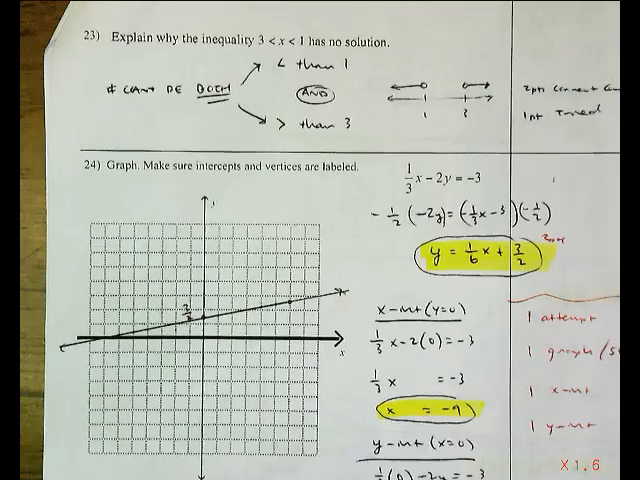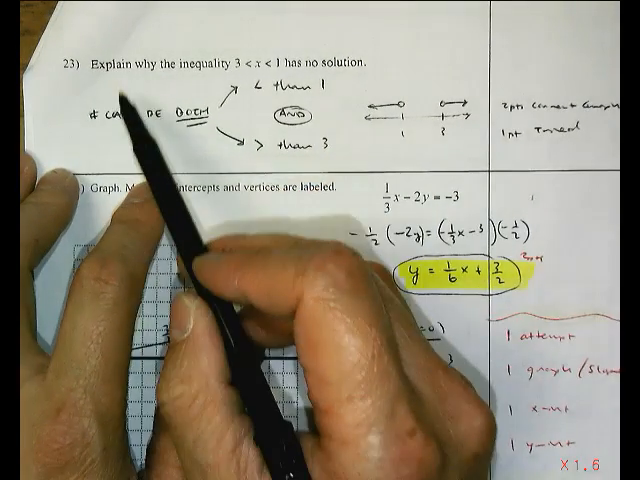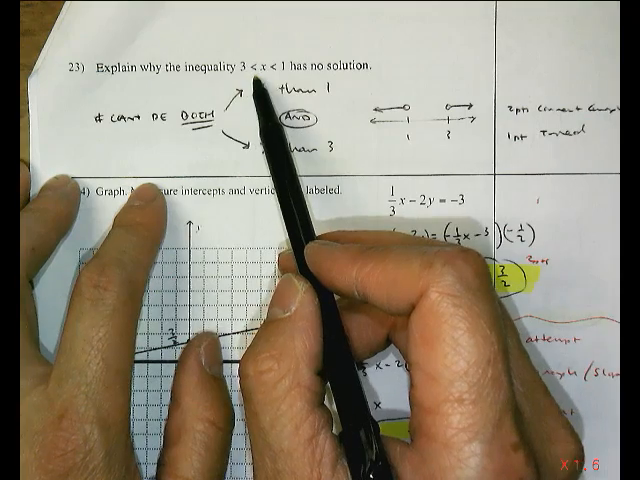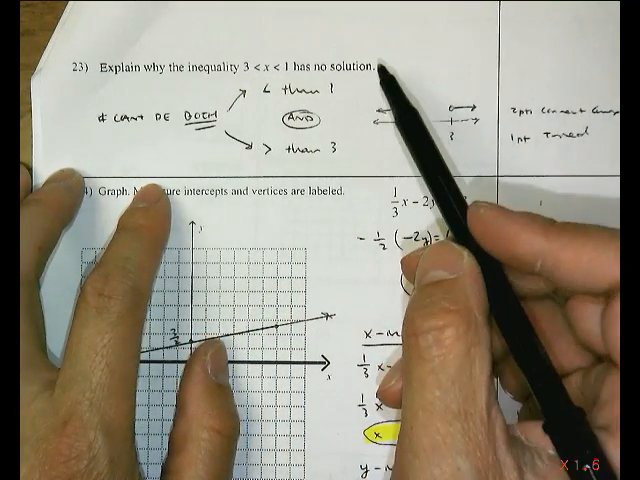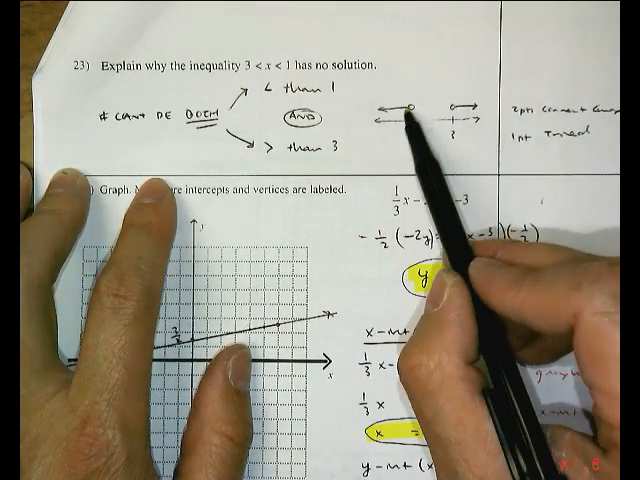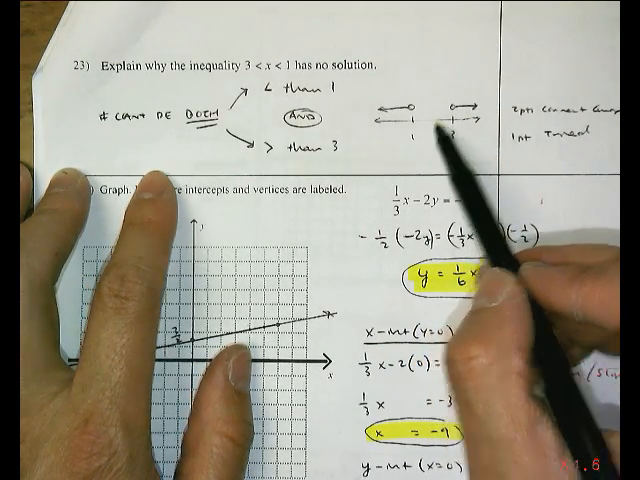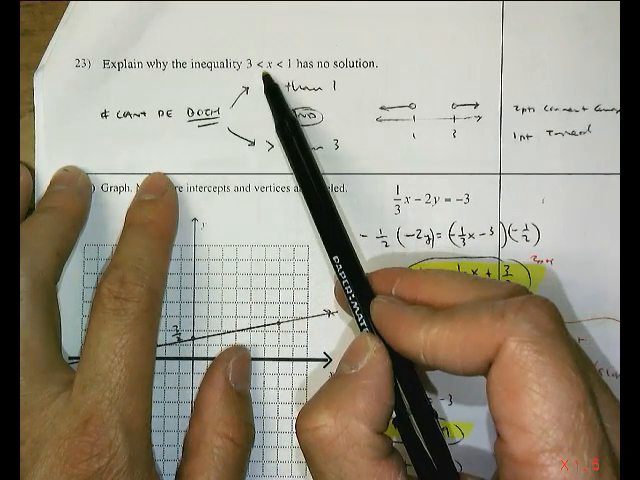Question number 23 has been on the quiz 2 weeks in a row. Explain why the inequality 3 is less than x, less than 1 has no solution. So I think a lot of students can improve in their explanations. I gave you 2 points if you got this graph here, 3 points if you're going the right direction. So you need a number.